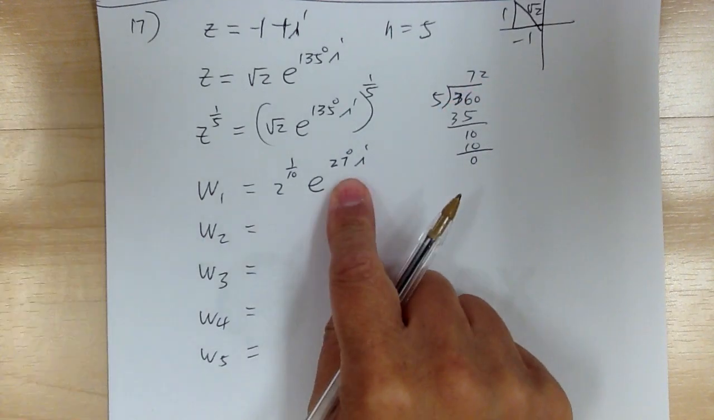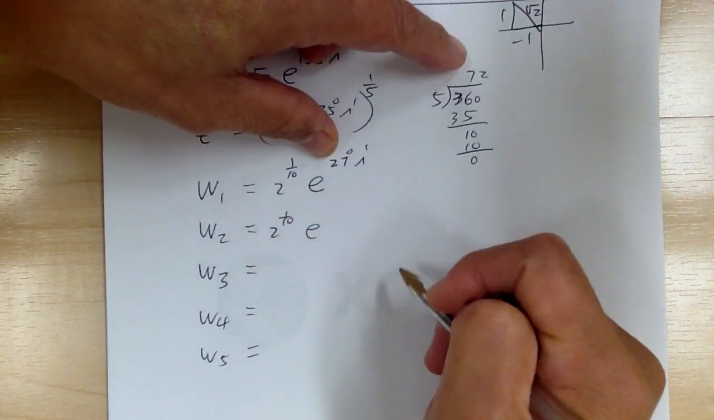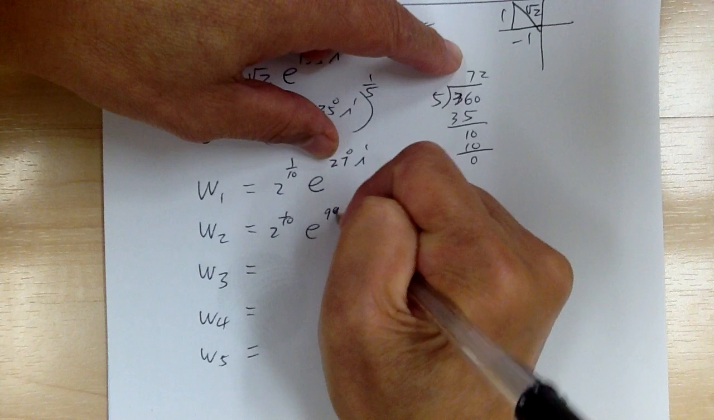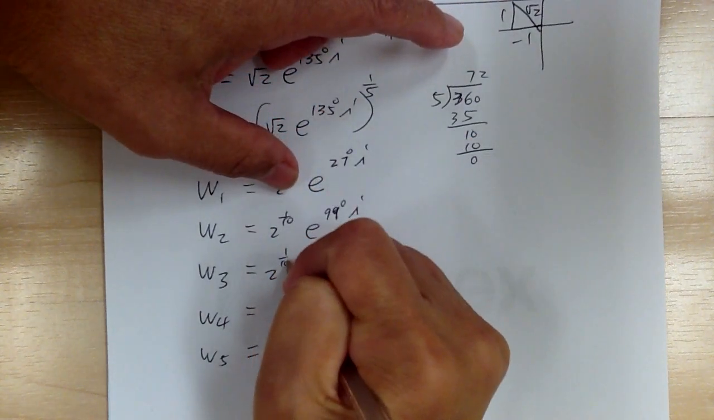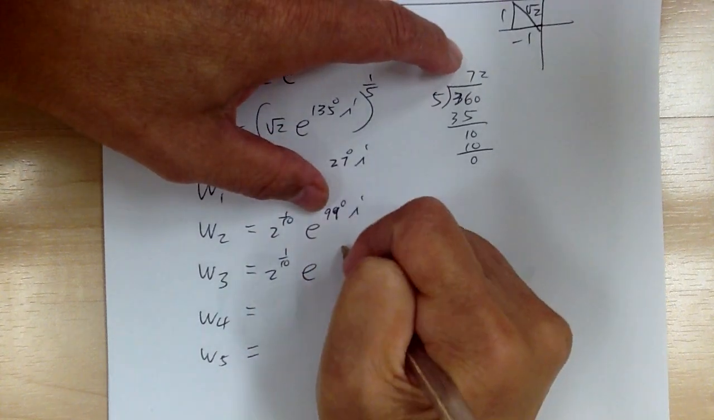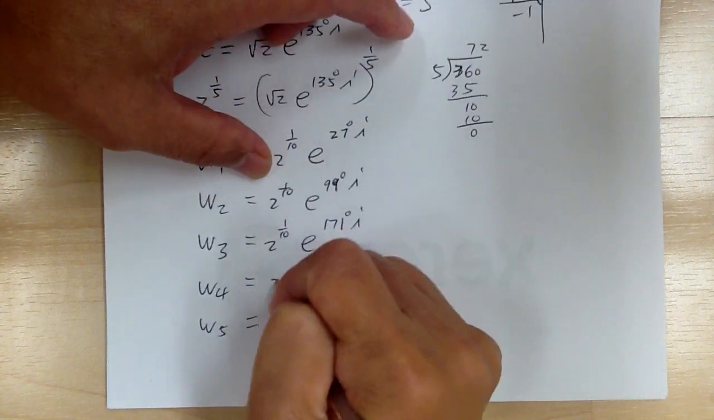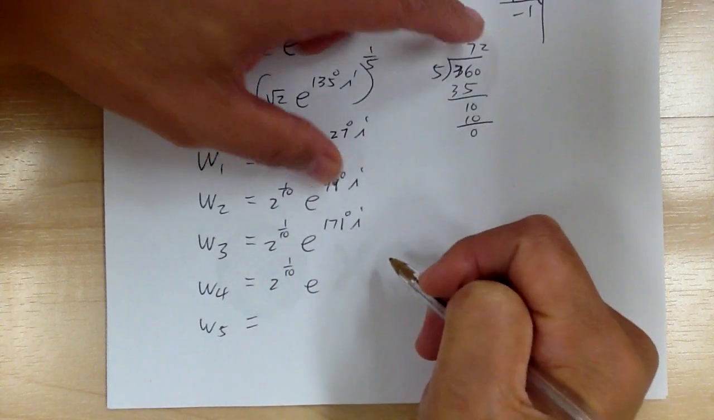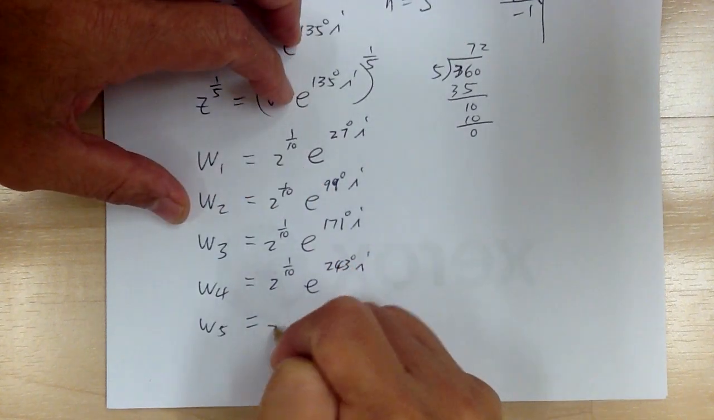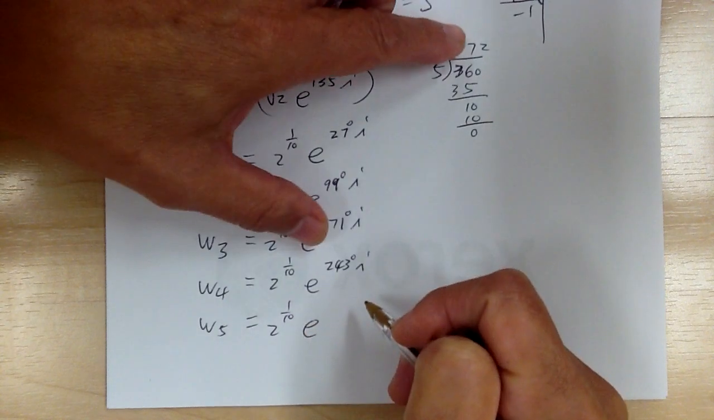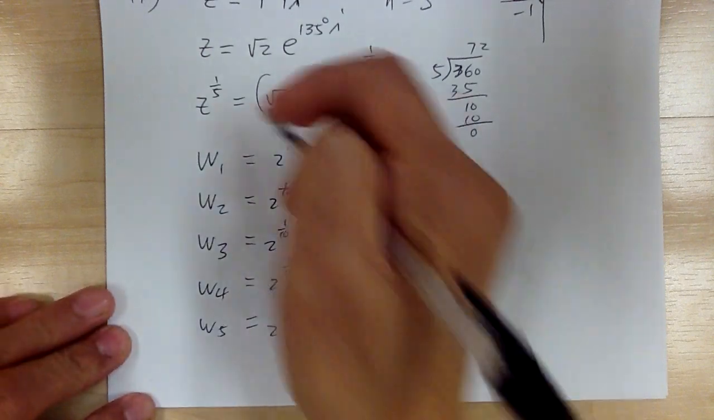So the first one starts at 27. For the next one, you add 72, so you're going to get 99 degree i. Then the next one, just keep adding, so it'd be 171 degree i. And the next one, keep adding, so it'd be 243 degree i. And then the last one, you're going to get 315 degree i. So those are your 5 answers.